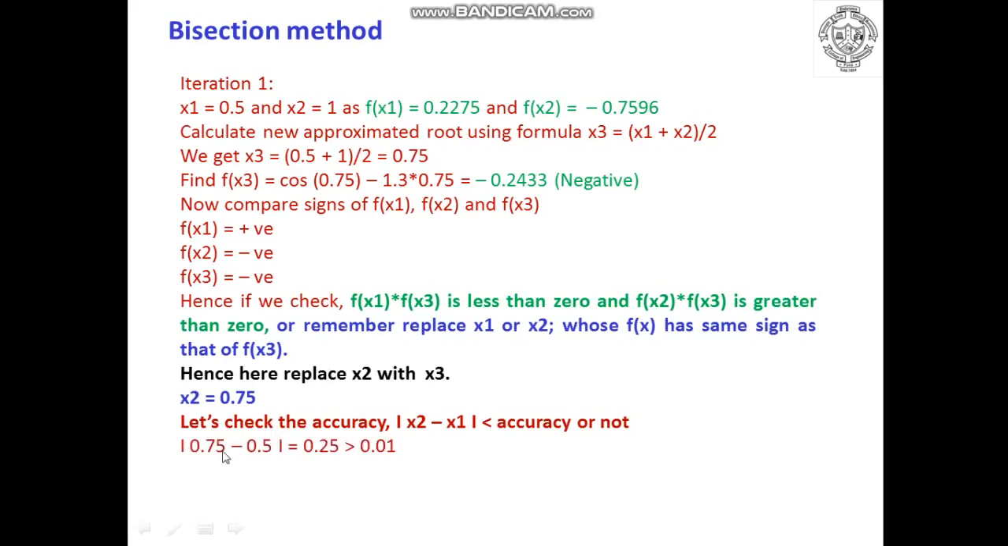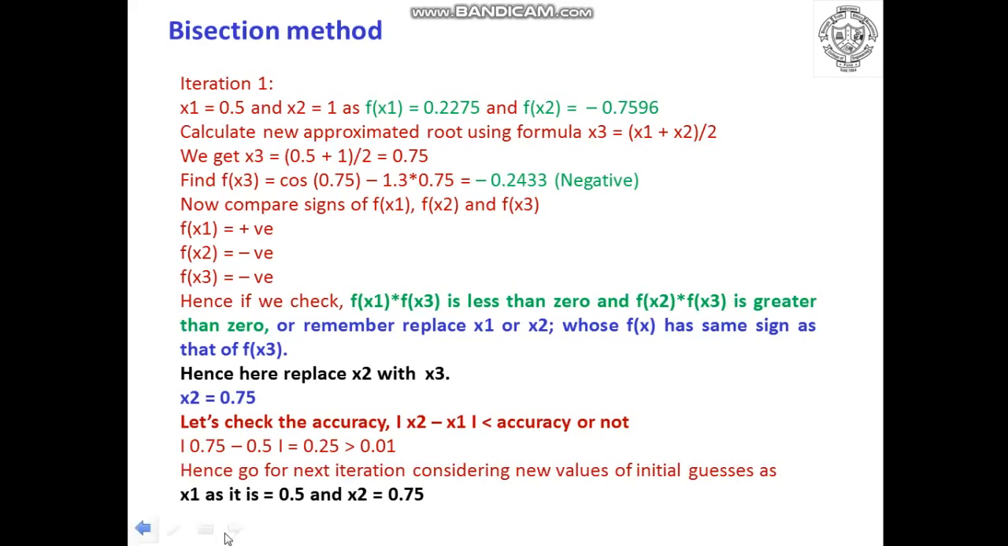So here we will consider the accuracy by finding the subtraction. We know that x2 is 0.75 and x1 is as it is, which is 0.5. If we take the absolute value of the subtraction of 0.75 and 0.5, we get 0.25, which is greater than 0.01. So we need to go for the next iteration. For the next iteration, the new values of initial guesses are x1 as it is, which is 0.5, but now x2 has been replaced with x3, so x2 will be equal to 0.75.